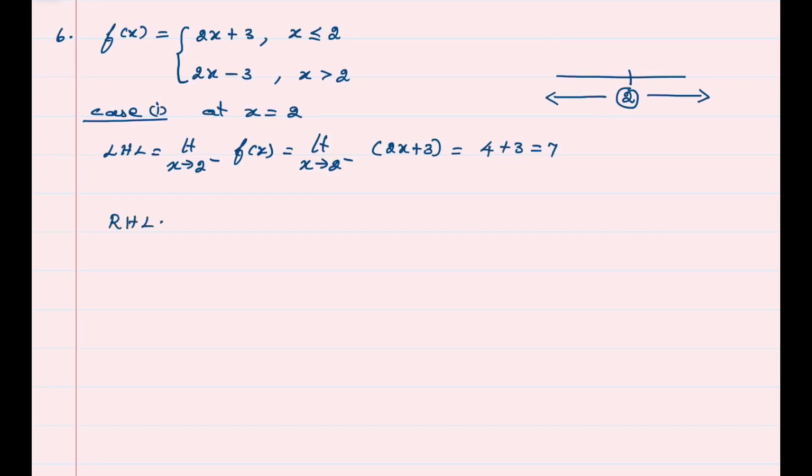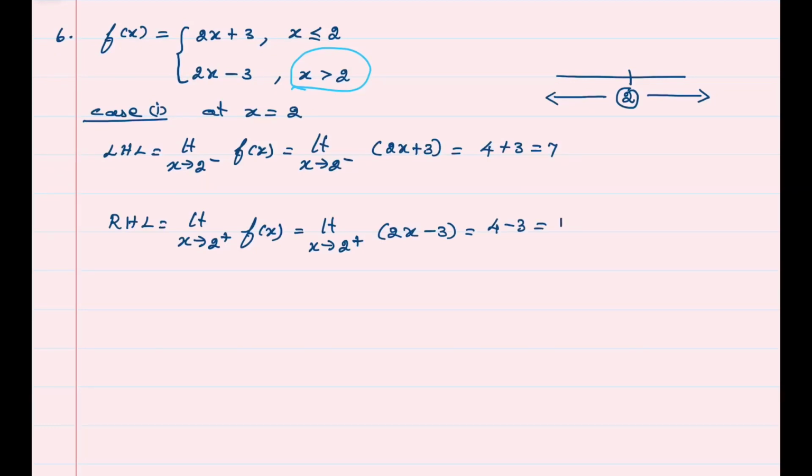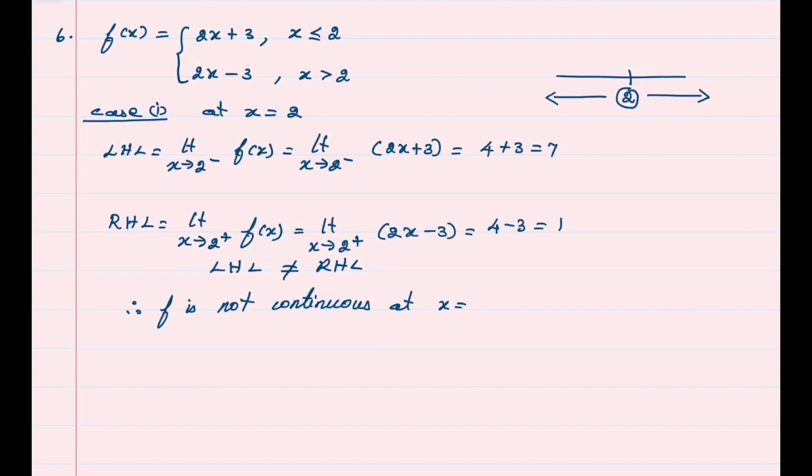RHL is equal to limit extending to 2 plus f of x. For 2 plus, we have to use greater than 2 definition. We get limit extending to 2 plus 2x minus 3. This is also a polynomial. Direct substitution of the limit value gives 4 minus 3, which is 1. LHL not equal to RHL. Therefore, f is not continuous at x equal to 2.